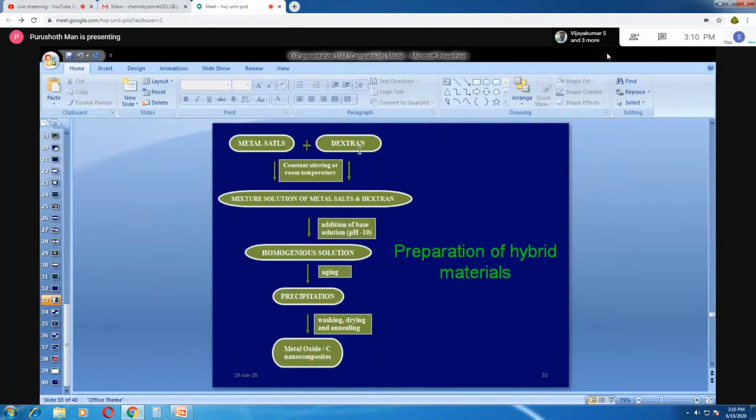So the metal salts are added with dextran. After constant stirring at room temperature, we have added the metal salts with the dextran, and the pH has been increased up to 10. And the homogeneous solution has been aged for 2 or 3 days. And the precipitate has been collected from the cone and washed several times by using double distilled water. And that has been calcinated at a particular temperature, and that will give you metal oxide carbon nanocomposites.